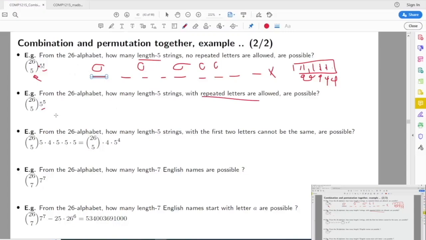You can also have B. So that means what? 3. Every time when you think about one box, you branch 5 times. You can have A, B, C, D, E, and then A, B, C, D, E, and then A, B, C, D, E. So 5 times 5, 5 power 5.